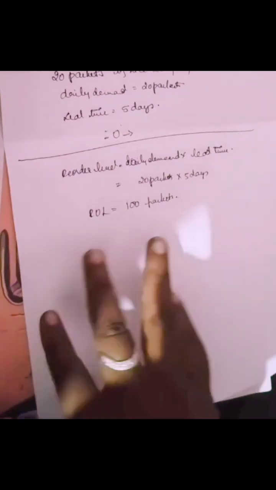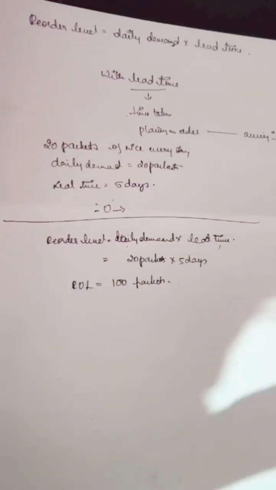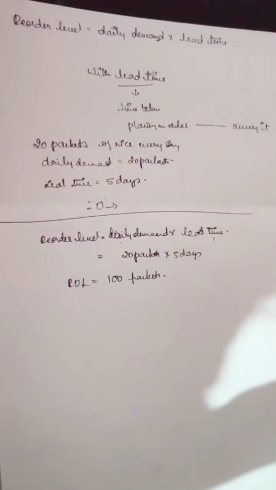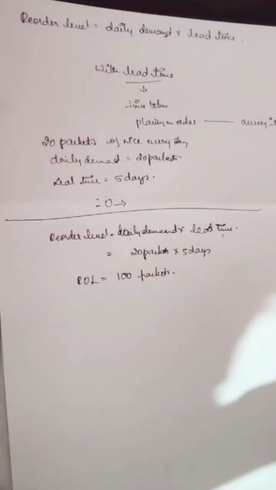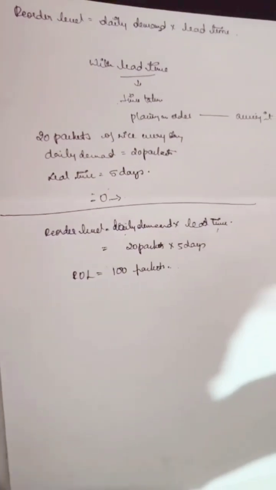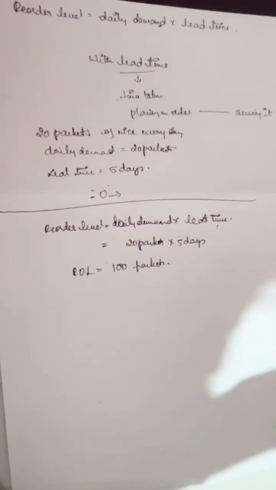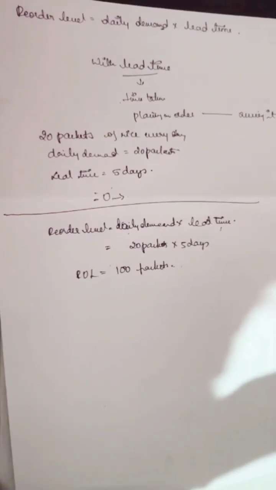From this we get to know that when only 100 packets are left, the shopkeeper must place an order for 200 packets, because during the next 5 days the remaining packets are sold, and the new stock will arrive when the stock becomes zero. So reorder level is the stock level at which a new order is placed so that the fresh stock arrives before the existing stock runs out.